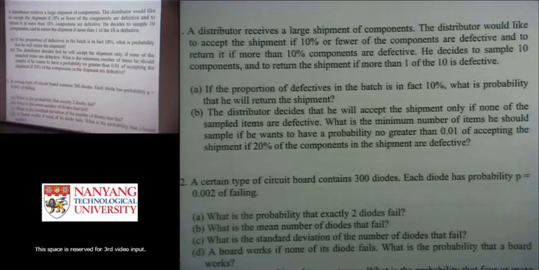Okay, so for the first question, a distributor receives a large shipment of components. The distributor would like to accept the shipment if 10% or fewer of the components are defective, and to return it if more than 10% of components are defective. He decided to sample 10 components and return the shipment if more than one of the 10 is defective.